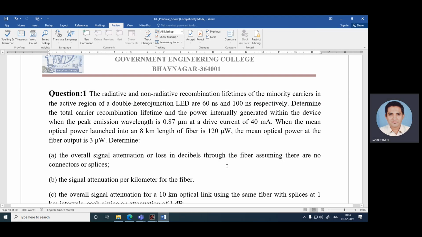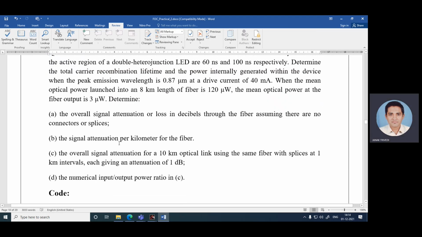When the mean optical power launched into an 8 km length of fiber is 120 microwatt, the mean optical power at the fiber output is 3 microwatt. Determine, first, the overall signal attenuation or loss in decibel through the fiber, assuming there are no connectors or splices. Second, the signal attenuation per kilometer for the fiber. Third, the overall signal attenuation for a 10 km optical link using the same fiber with splices at 1 km intervals, each giving an attenuation of 1 dB. And fourth, the numerical input-output power ratio.